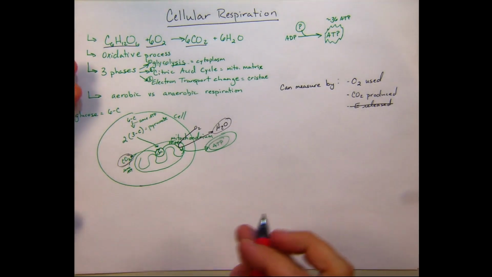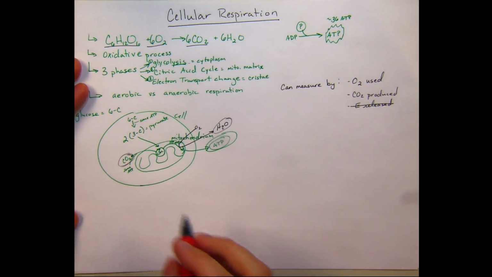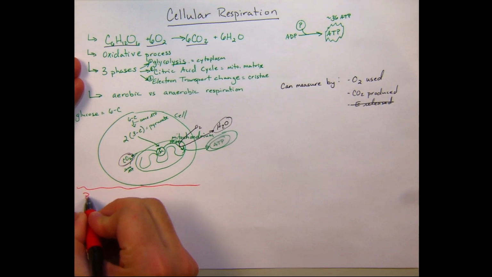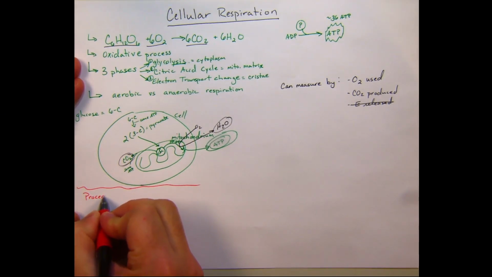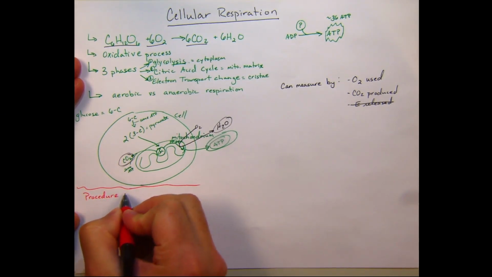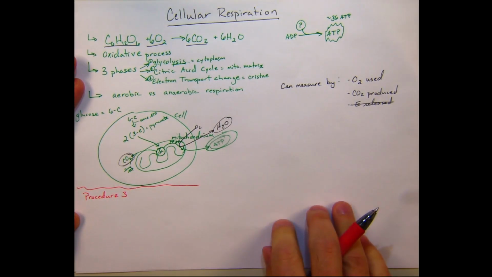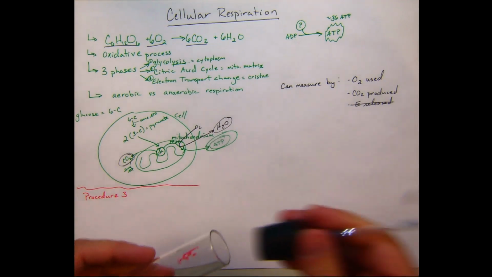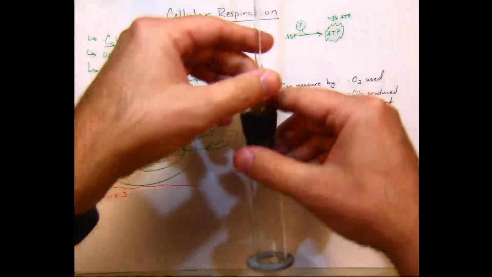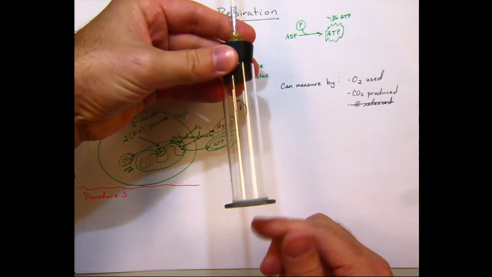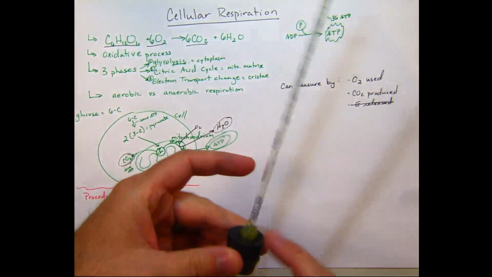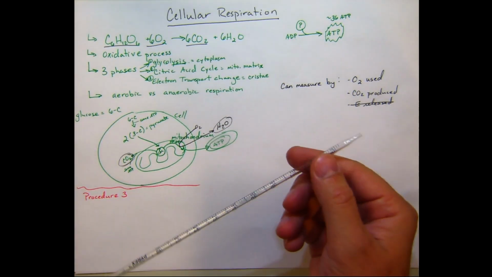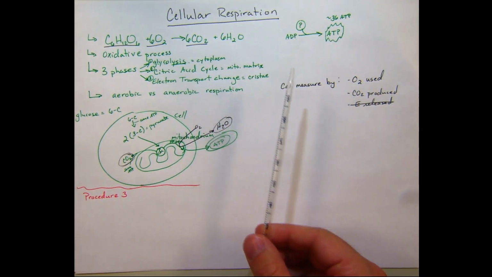How we're going to do that is in procedure 3, you're going to have what we call a respiratory tube. Your little glass tube, little metal disc, a washer on the bottom. We've got a rubber stopper with a little pipette here.